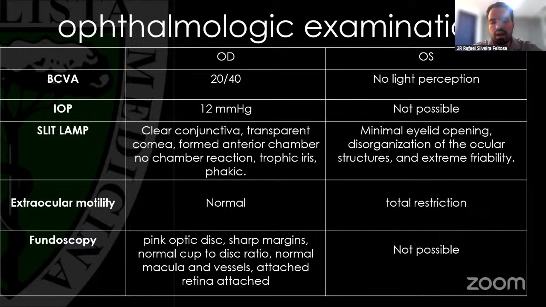In the left eye, eyelid opening was minimal, and there was marked disorganization of the ocular surface structures, with extreme tissue friability, preventing a detailed anterior segment evaluation. Extraocular motility was normal in the right eye, but with total restriction in the left eye. On fundoscopy, the right eye had a pink optic disc with sharp margins, a normal cup-to-disc ratio, normal macula and vessels, and the retina was attached. In the left eye, fundoscopy was not possible due to the condition of the anterior segment.